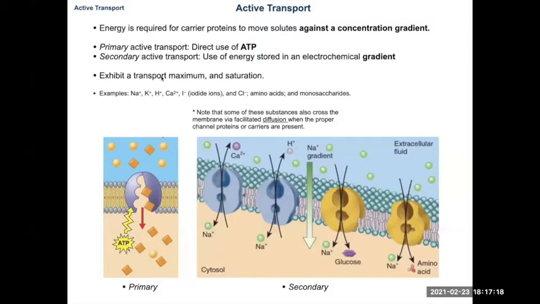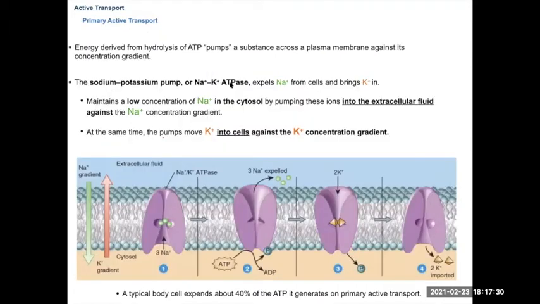So, some of the examples we're going to see, the big ones are sodium, potassium, hydrogen. All these ones are going to be brought out of the cell or into the cell through these active transport. And our major one that we're going to see over and over again is this sodium potassium pump, otherwise known as sodium potassium ATPase pump, which is going to expel sodium against its concentration gradient. Remember, the sodium is high up here, right? And it would diffuse down, but we're pumping up against it. And it's going to bring potassium, with that high intracellular concentration, into the cell, right?